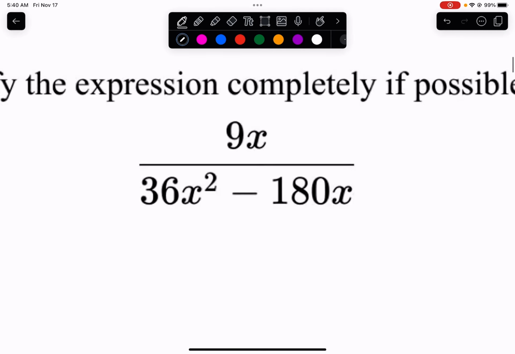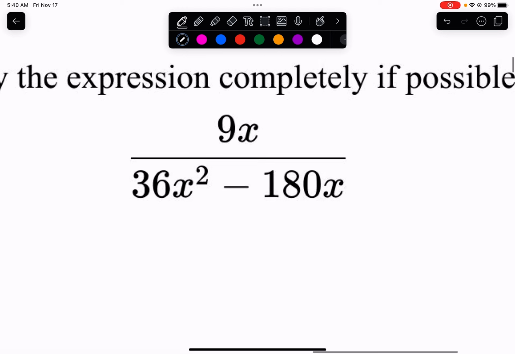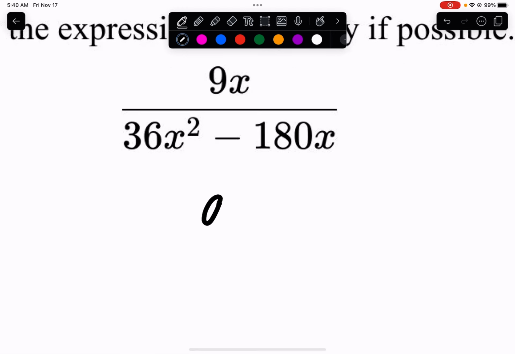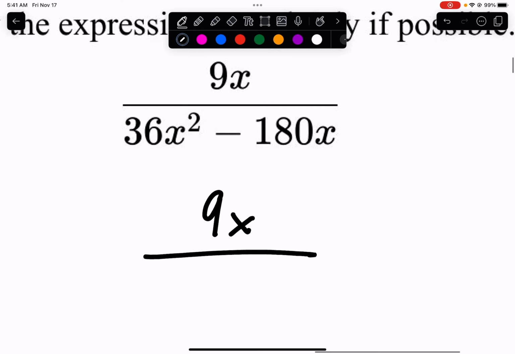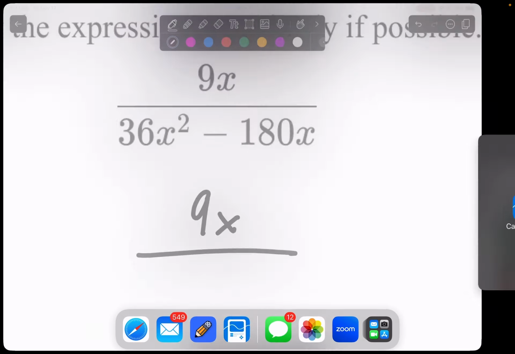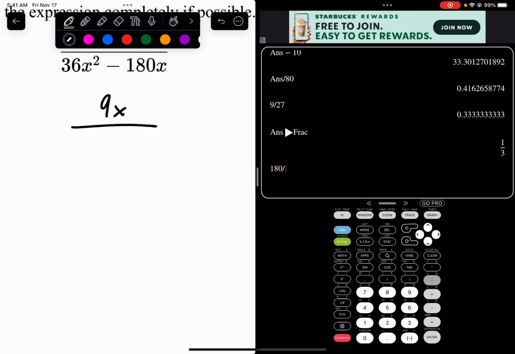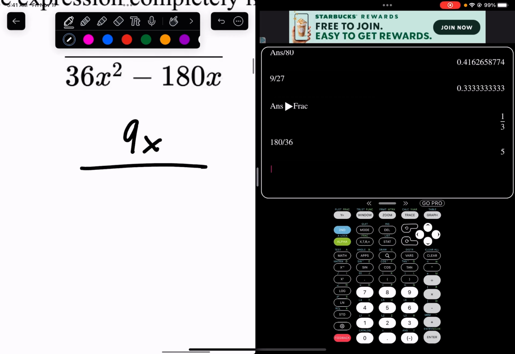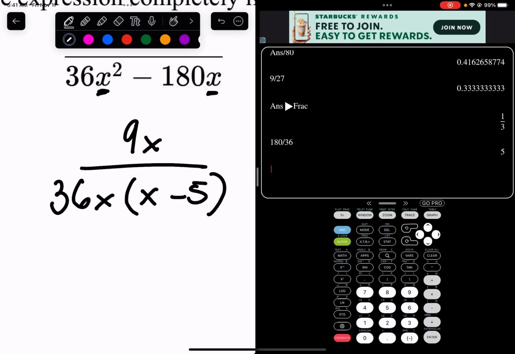All right, let's try another one. Of course, we're going to go ahead and factor. There's nothing we can factor on the top. On the bottom, what would be our GCF of 36 and 180? I honestly don't know. I don't think 36 goes into 180, but we'll try. Oh, it does work. I didn't even know that. So we can pull a 36 out, and then we can take an x out. Then we're left with x minus 5 because we divide each of these by our GCF, which is 36x.